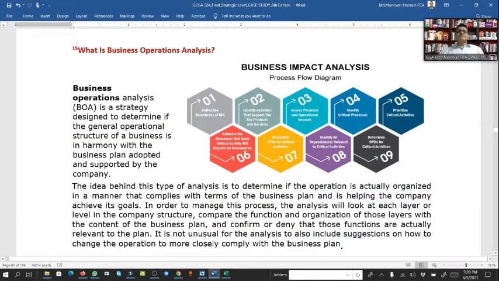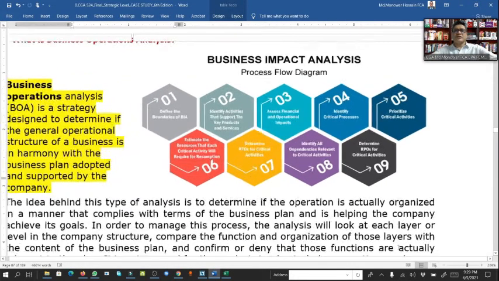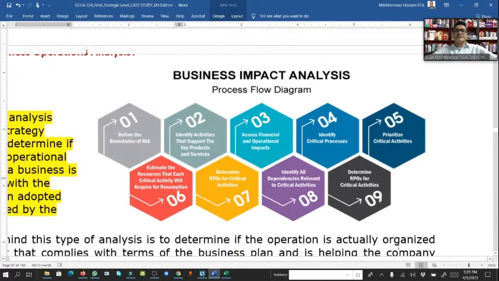So what is business operational analysis? Sometimes it's called BOA. Business operational analysis is a strategy designed to determine if the general operational structure of a business is in harmony with the business plan adopted and supported by the company. We can also say business impact analysis, and there are different types of business impact analysis.